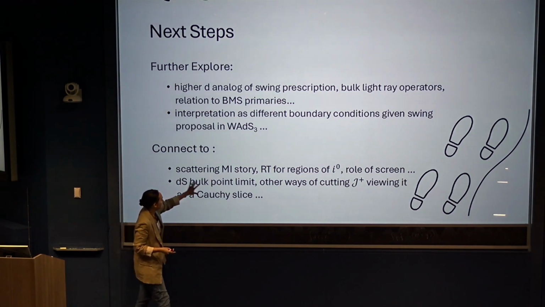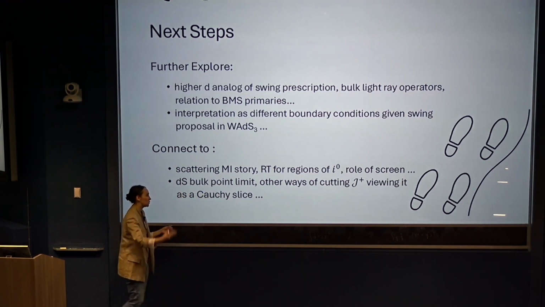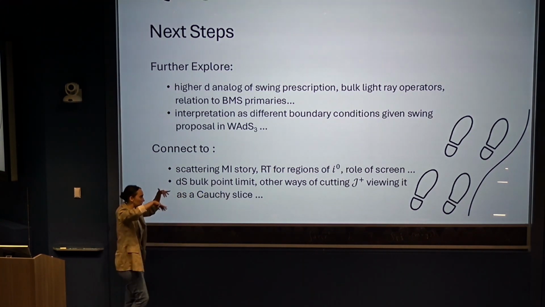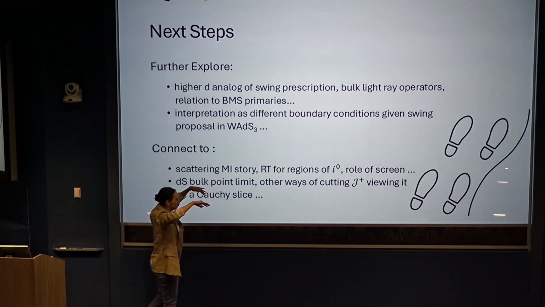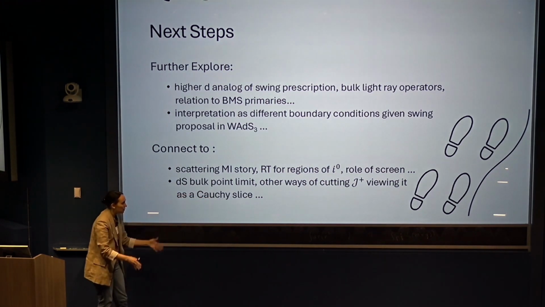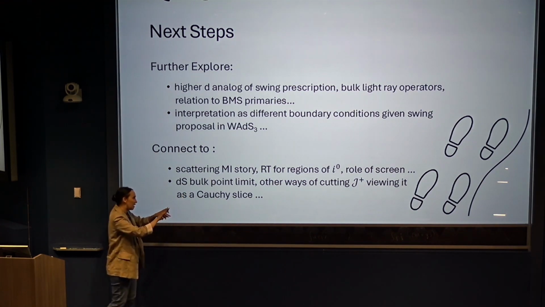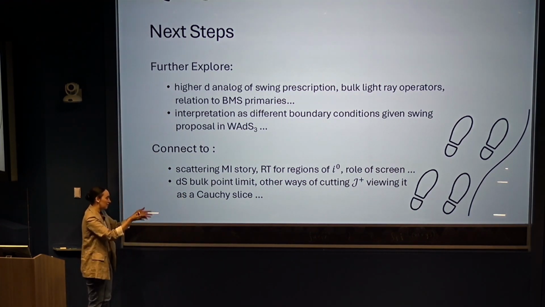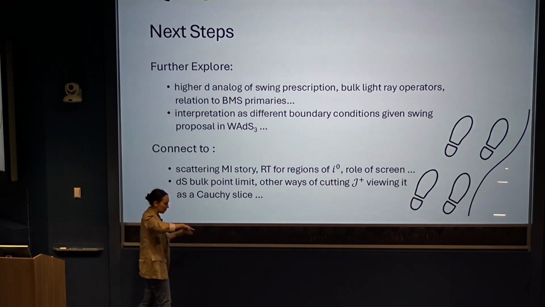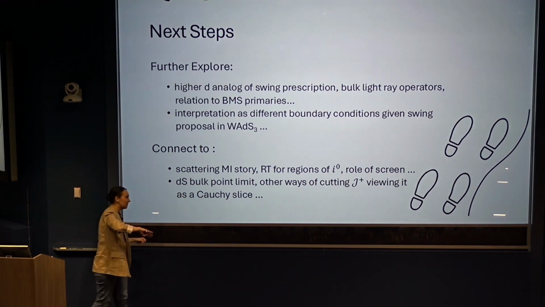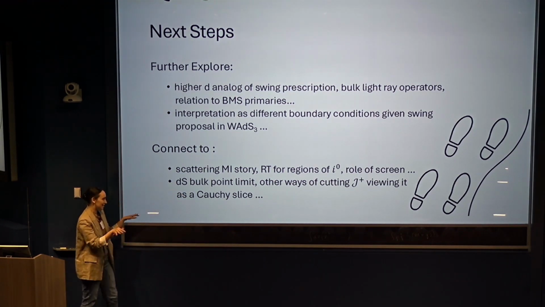And then I think there's a de Sitter picture of this bulk point limit, which would help you gain intuition for attaching to different ways of viewing null infinity, instead of as the limit of a time-like boundary, as the limit of a space-like boundary, where I am cutting scri slightly differently, viewing it not as an equal time cut, but instead like, yeah.